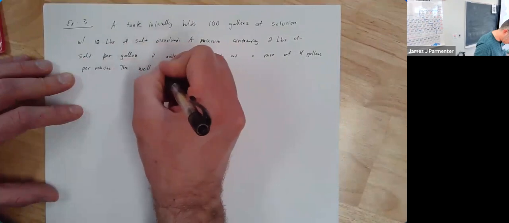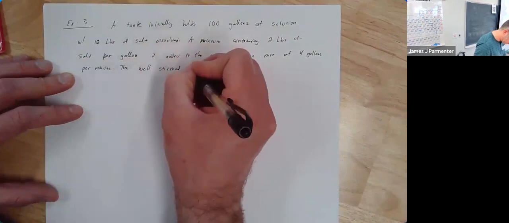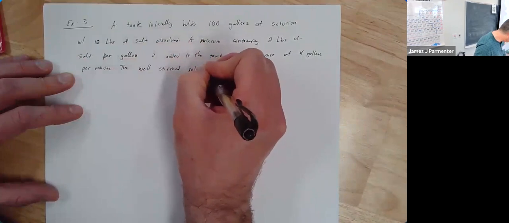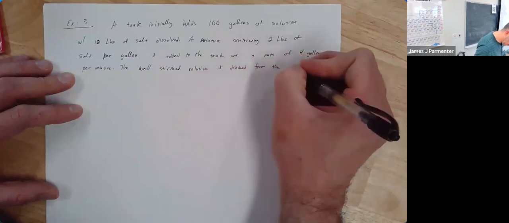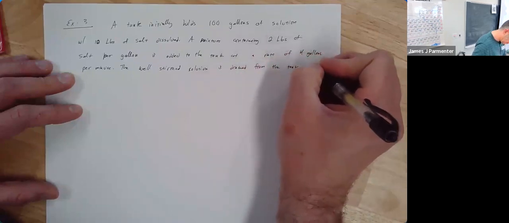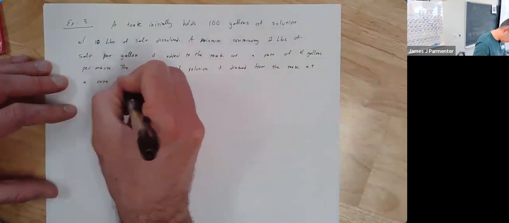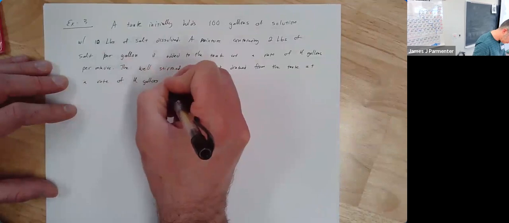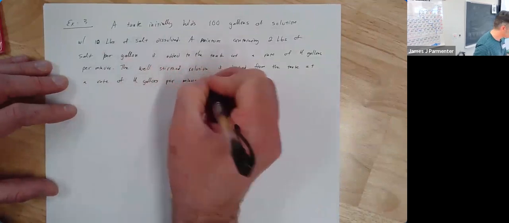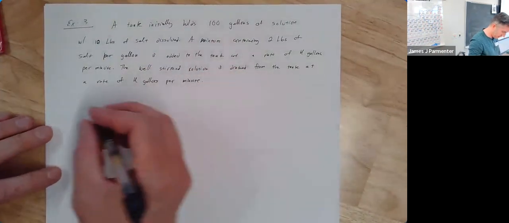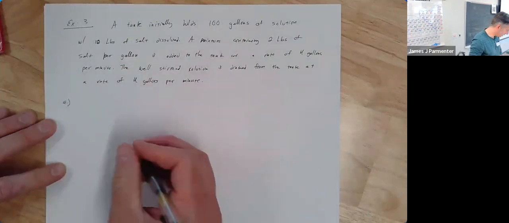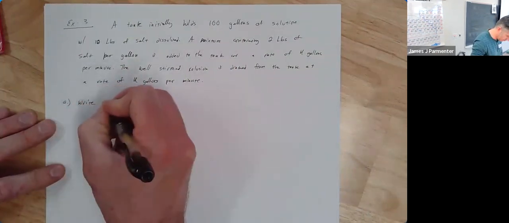The well-stirred solution is drained from the tank at the same rate, at a rate of 4 gallons per minute. So we're adding 4 gallons per minute of the salty mixture, and then we're draining 4 gallons per minute of the whole entire solution. So let's write some things down. First and foremost, let's write and solve the differential equation.